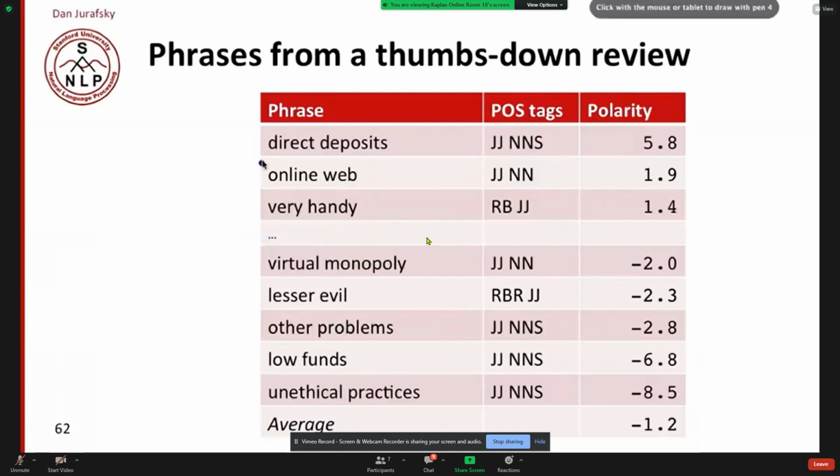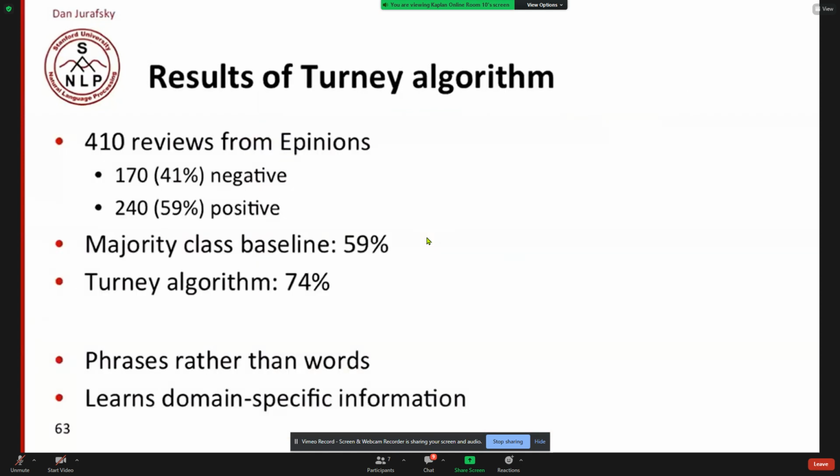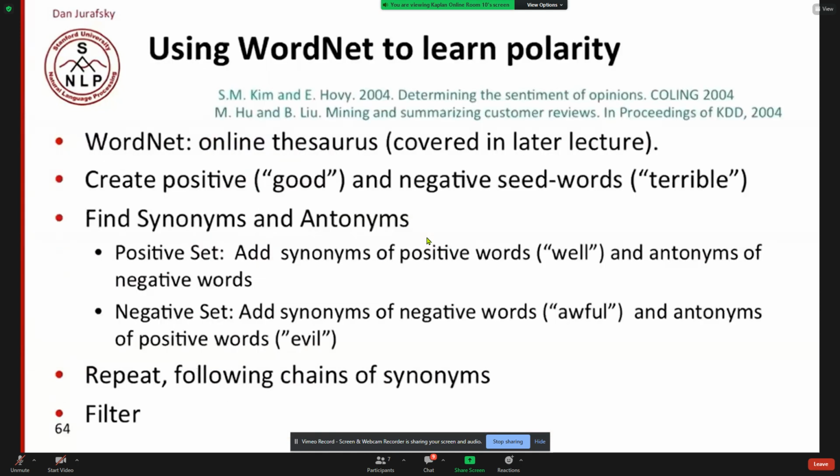So if I go back to the previous slide, if we're doing banking, a word like direct deposit or virtual monopoly might not be in an online polarity dictionary or online web resource. So we need to use some of these semi-supervised algorithms for learning the polarity of these kinds of words.